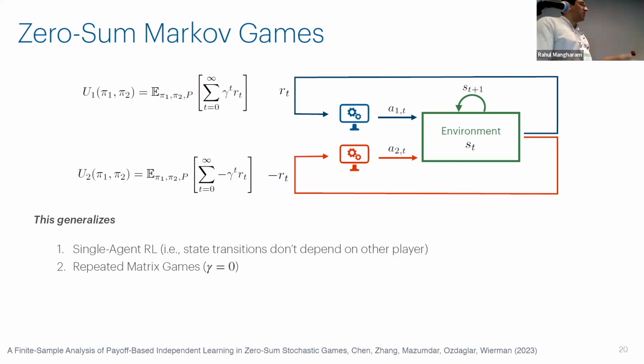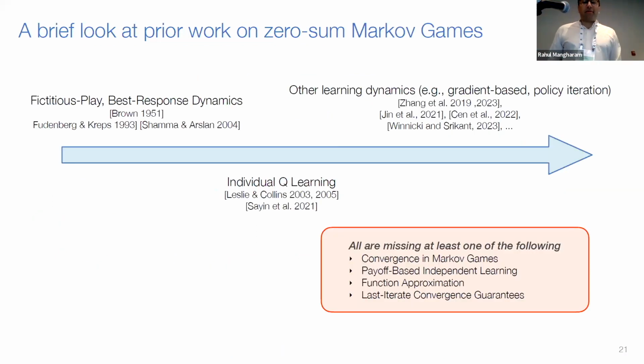Just a comment, this obviously generalizes single agent RL and repeated matrix games. We're hardly the first to look at these types of games. In fact, it has a really long history going back to the 1950s. And much more recently, there's been a huge amount of excitement around these areas by trying to bring in ideas of function approximation and newer ideas in reinforcement learning. But so far, as far as I can tell, all of the works have been missing at least one of the following. They either don't have convergence on Markov games. They might not be payoff based, so they might use some information about their opponents. Most of them don't use function approximation, and very few of them have convergence in their last iterates.